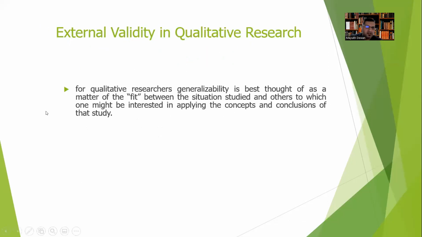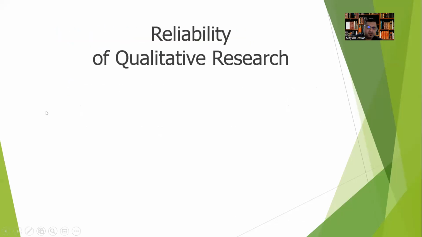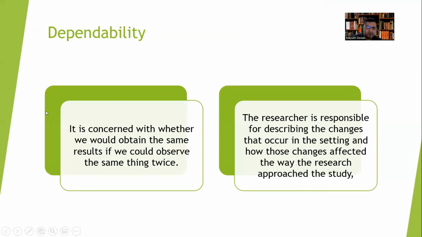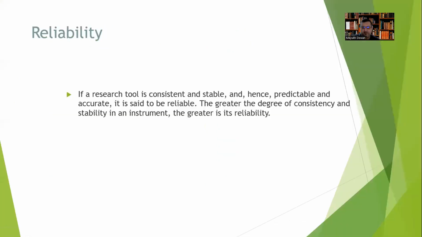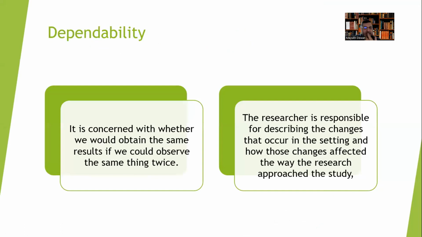Okay, let's do validity and reliability. I'll not talk so much about that. So instead of reliability, we are looking for dependability. Dependability is concerned with whether we obtain the same results if we observe the same thing twice. That's dependability. That means I interview you today, and then I interview you after 1 week, I get the same kind of answers. Or I observe the respondents today, and I come after 1 week, I observe the respondents again, I get the same answer. That's dependable results. So that's dependability.